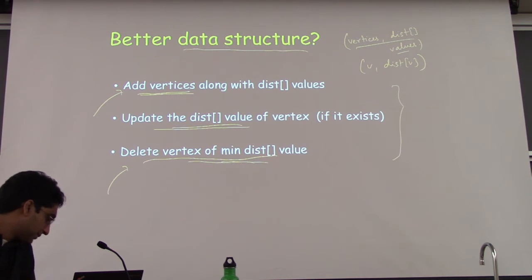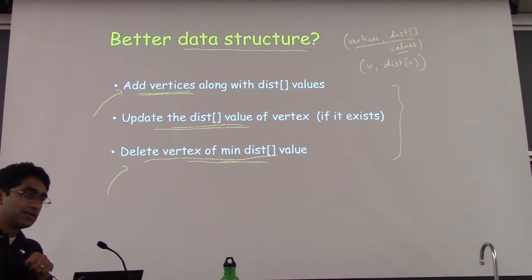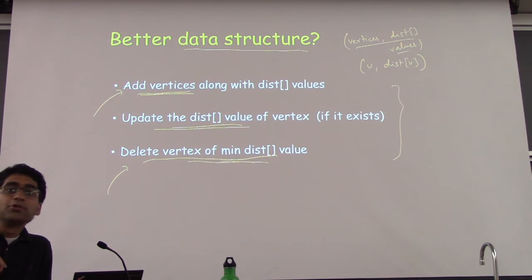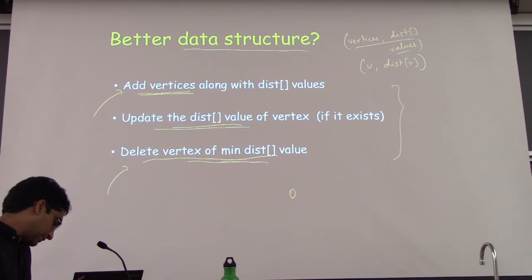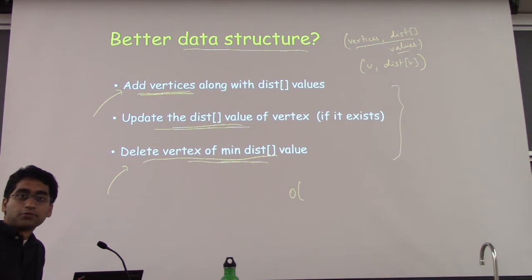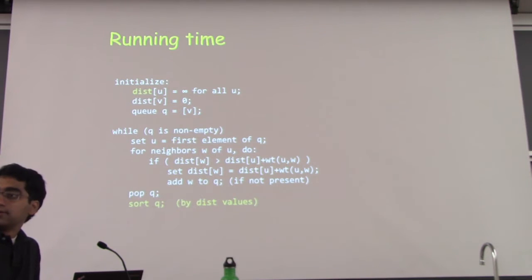We want a way to maintain tuples of this form, v and distance of v, and you want to support all these things. So let's say one could do all of these operations in, just for an example, constant time. Then what would the running time of the algorithm be? Suppose I had a magic data structure that allowed me to do all these operations in constant time.